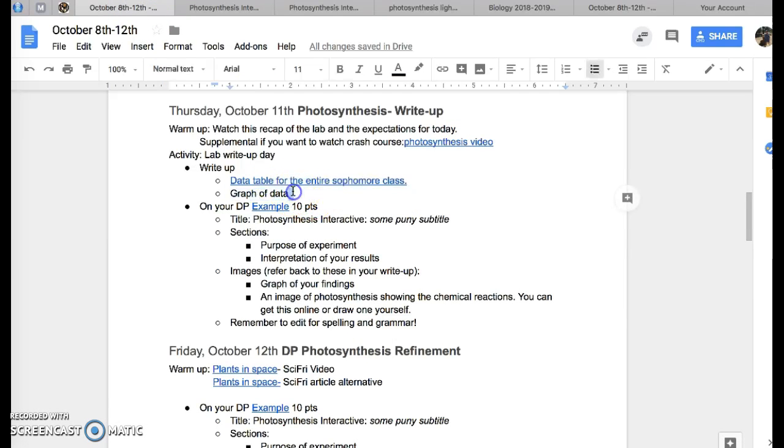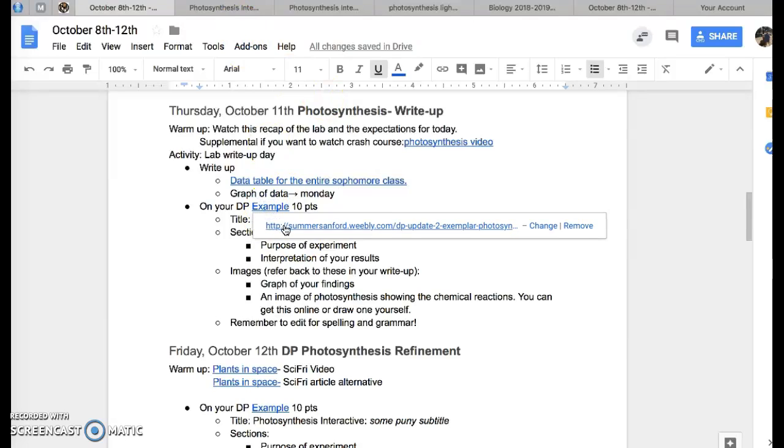Graphing the data, we'll do this on Monday. And this is what I want. I have an example posted, but you're going to have Photosynthesis Interactive as your title. It's only 2 sections. It's really easy. Purpose of the experiment and interpretation of your results. You're going to have images as well. So a graph of your findings. This is Monday, right? This is when we're working on graphing our findings. And an image of photosynthesis showing the chemical reactions. You can get this online or draw one yourself.